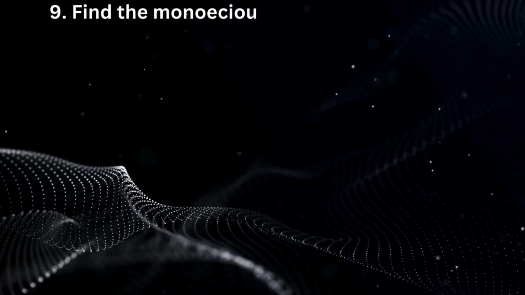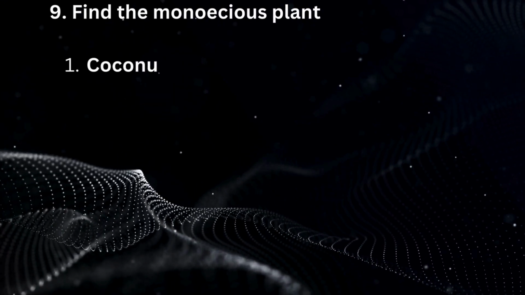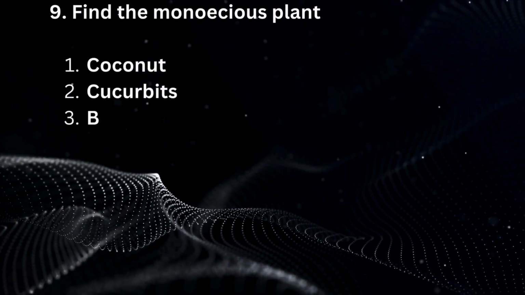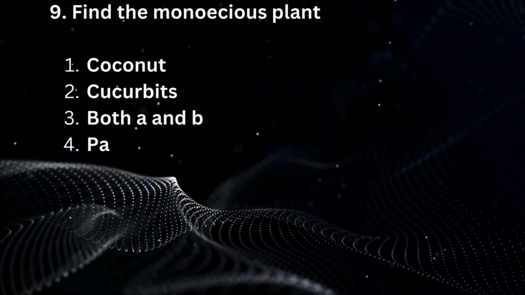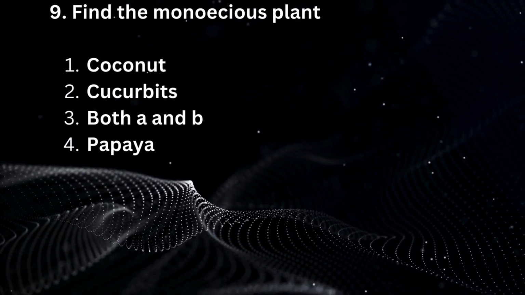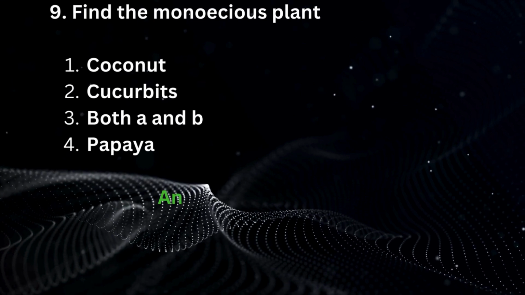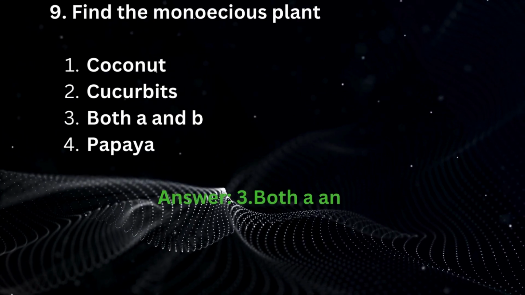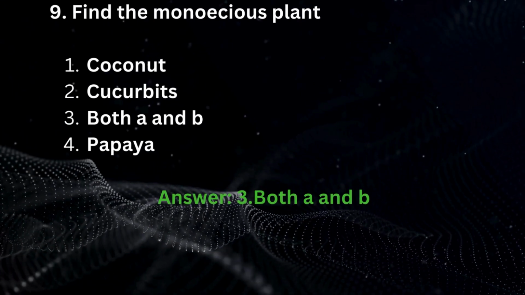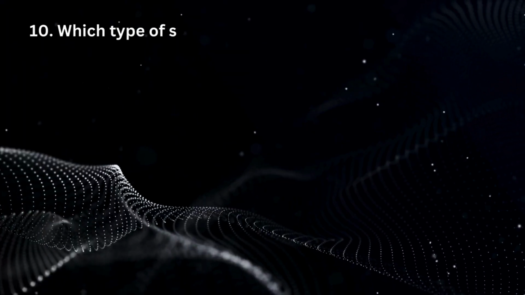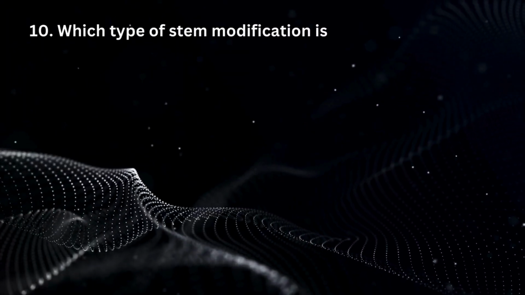Question number 9, find the monoecious plant. 1. Coconut. 2. Cucurbits. 3. Both A and B. 4. Papaya. The answer is 3. Both A and B.